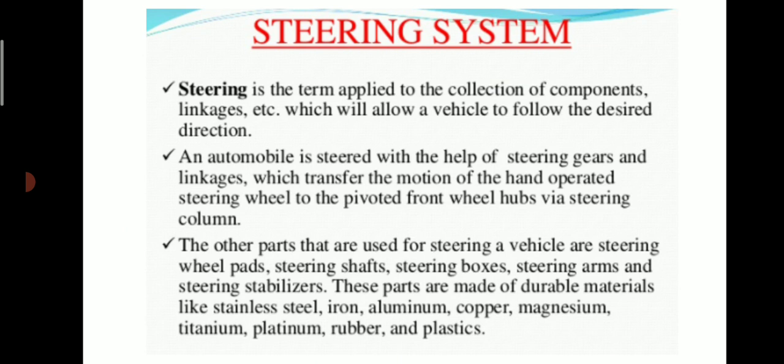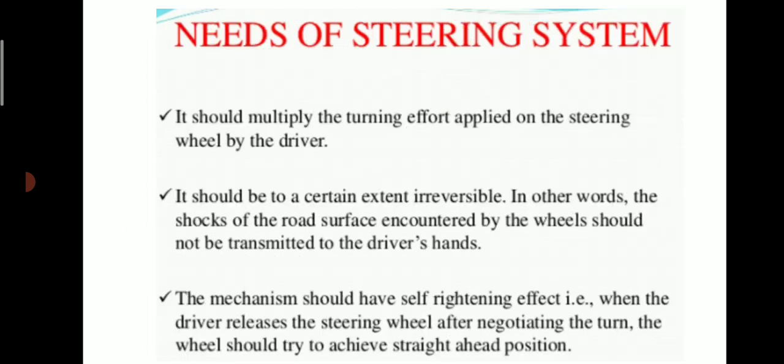The other parts that are used for steering a wheel are steering pads, steering shafts, steering boxes, steering arms and steering stabilizers. Let us see what are the durable materials which are used in manufacturing of such components. The materials used are stainless steel, iron, aluminium. Some components are made with copper, magnesium, titanium, platinum, rubber and plastic. So these are the common materials which are used for manufacturing different components of steering system.